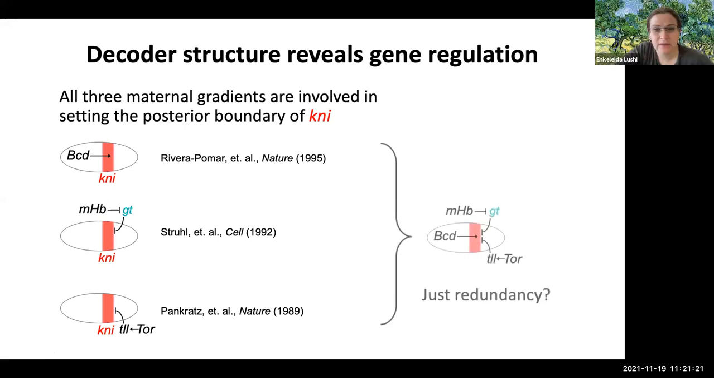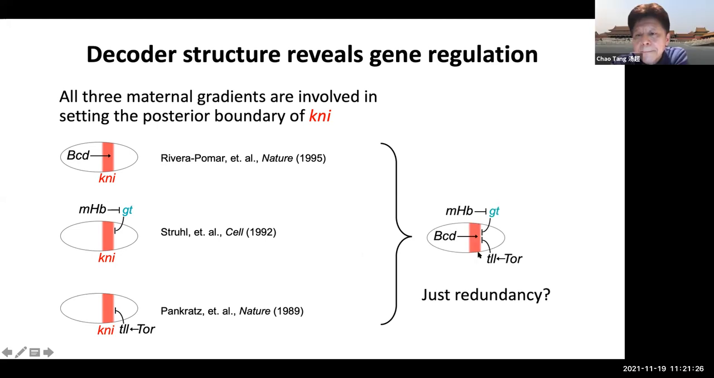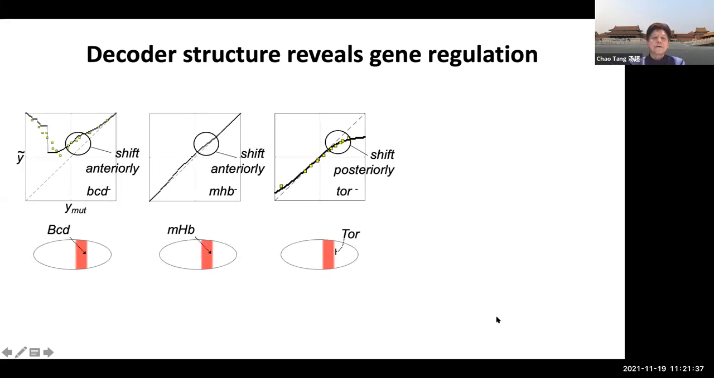And then it has been a puzzle. Why do you need all three morphogens to set this one boundary? Is this just redundancy or something else? And then it's very straightforward to see it's not redundancy. It's required by scaling. So from our map, we can also infer that bicoid is possibly regulating this boundary, maternal hunchback is also possibly regulating the boundary, and torso is negatively regulating the boundary, simply by this predicted fate map.